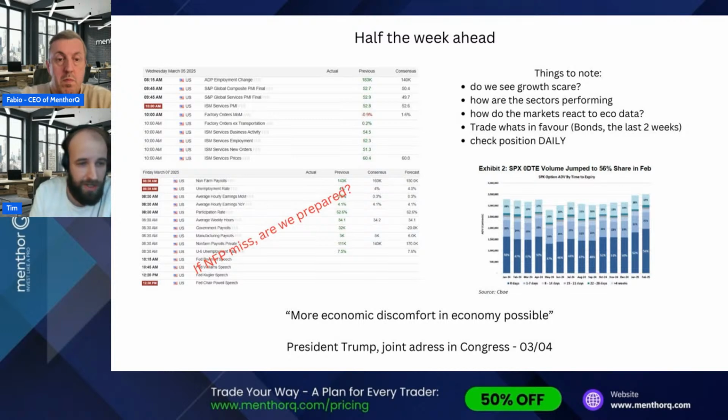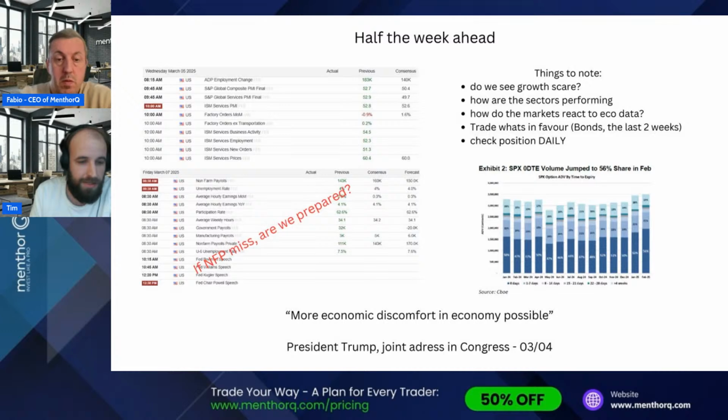I have mentioned it with the ISM example for today. I'm not really sure that this tier 2 data matters that much today. What's in favor on a daily basis? The bond move, we have spoken about it on the first chart already. And what's mandatory these days? Check those positions daily. It can change on a dime with all the fuss going on.